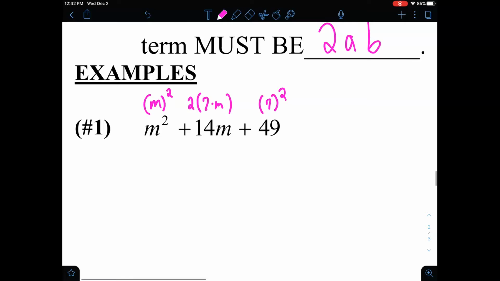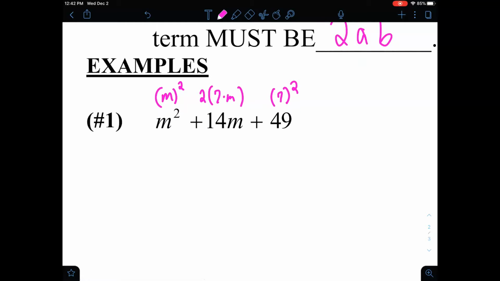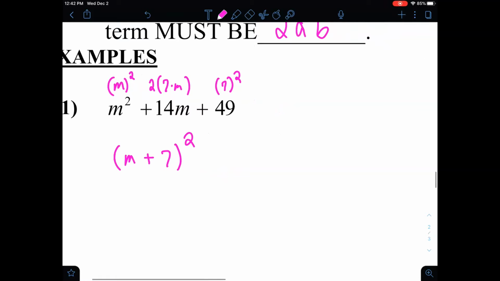What you're going to do is write the square root of the first one, the square root of the last one, which is 7, and then if it's a positive here, you're going to put a plus, and you're going to square it. And that's how you do it. If you were to unfoil this, you would get m plus 7 times m plus 7, with m times m and 7 times 7.